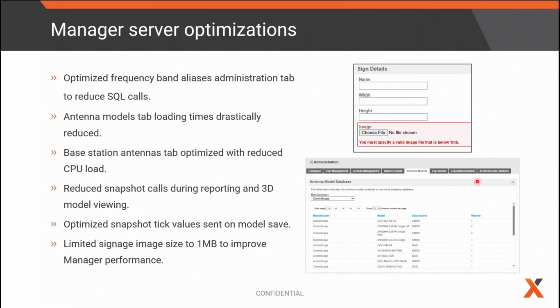The antennas tab on the base station as well has been optimized, similarly with reduced CPU load. And for reporting and 3D model operations, we've reduced the number of snapshot calls. That optimizes the metadata that the modeler sends to the manager when the model is saved back. So now only unique values are sent, and that has a better improvement in the load as well.